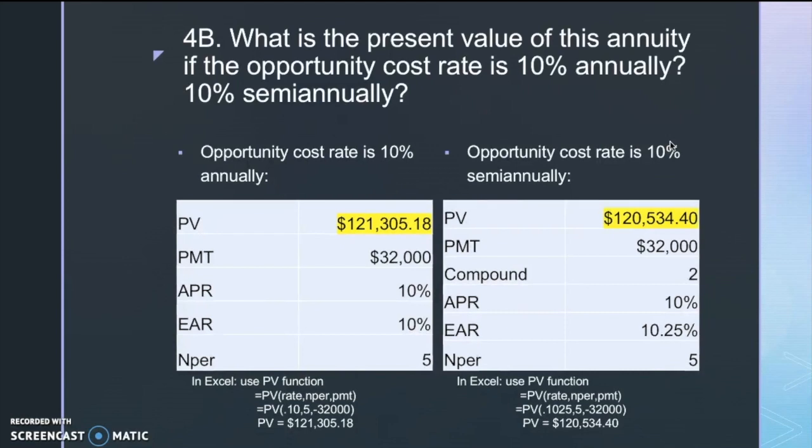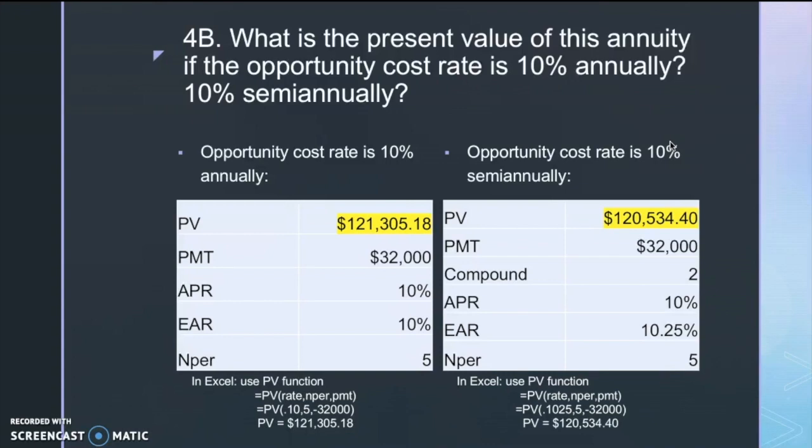For Part B, it asks us what is the present value of this annuity if the opportunity cost rate is 10% annually and 10% semi-annually. So with this one, we're back to present value. So we plug in our numbers again, and we find out that the present value of our annuity is $121,305.18.